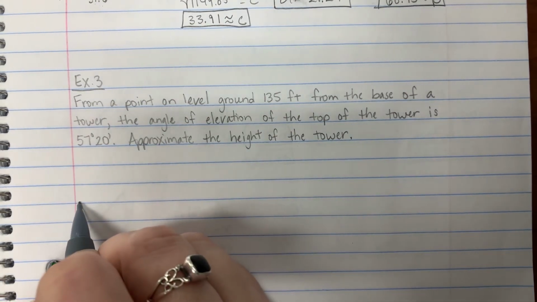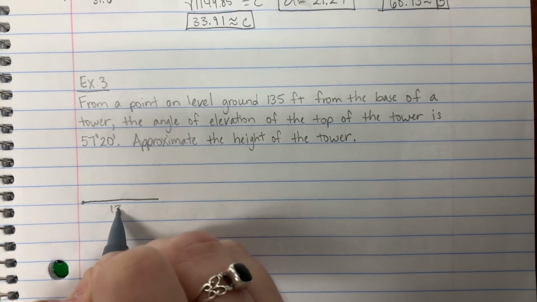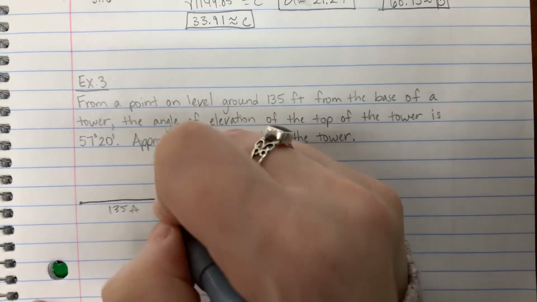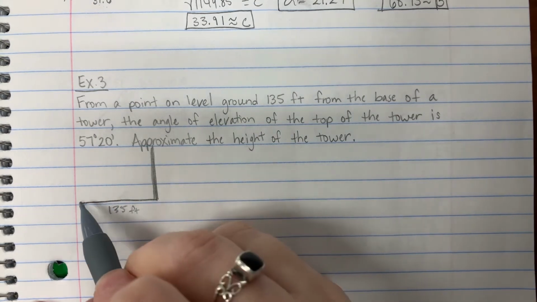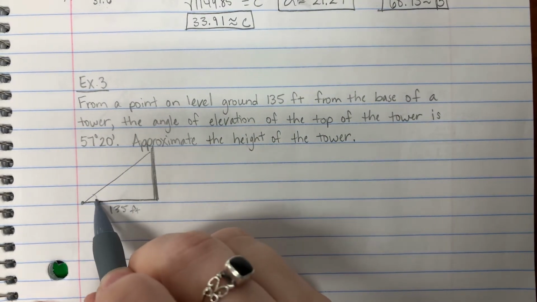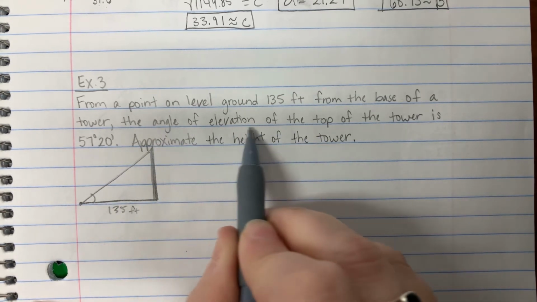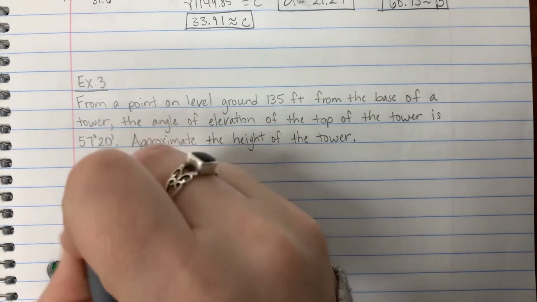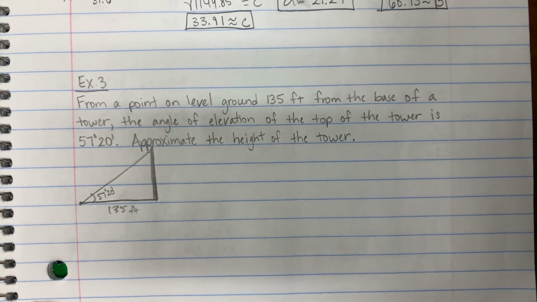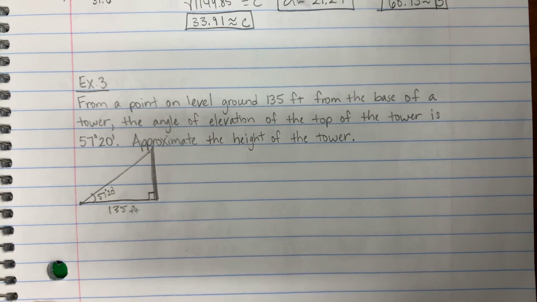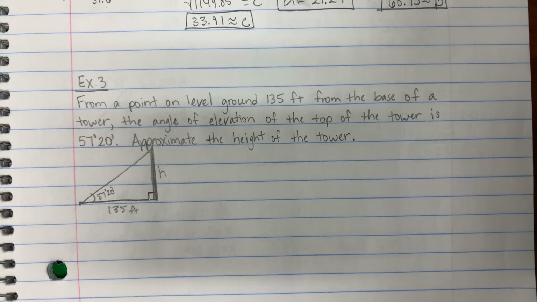Okay, so I'm going to draw myself a picture. Basically, here's what happens. Here's my starting point, and 135 feet away, I've got this tower towering up in the air, right? And what they're telling me is the angle of elevation, which is this angle right here, like how far up is that angle to the top of the tower? So the angle of elevation of the top of the tower is 57 degrees, 20 minutes. So that's that angle right there. I know that this one right here is a 90-degree angle. They want me to approximate the height of the tower. So that's that height right there.